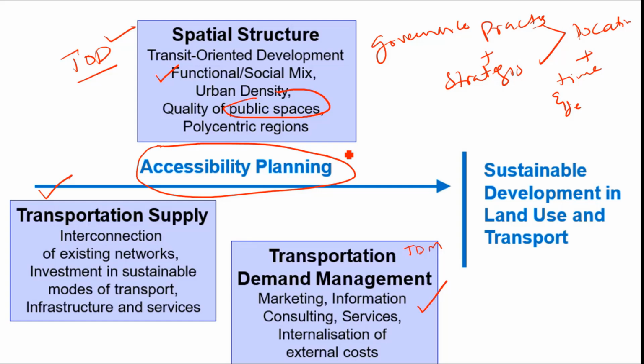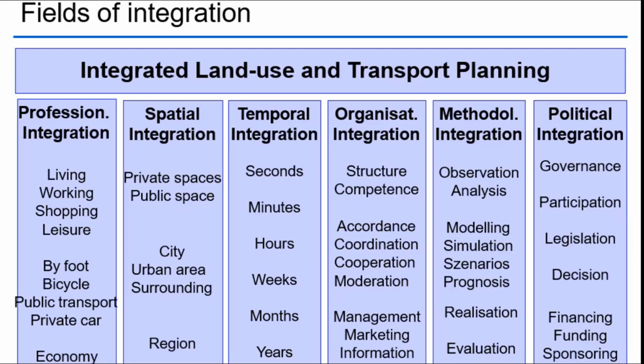Our vision is how we can build a sustainable land use transportation system within any specific city, region, or at the province level. If we try to understand what kind of fields are integrated here, as you can see, we have the integration of profession, spatial, temporal, organization, methodological, and political. So it's not a single way system. It's a combination of processes in these systems.